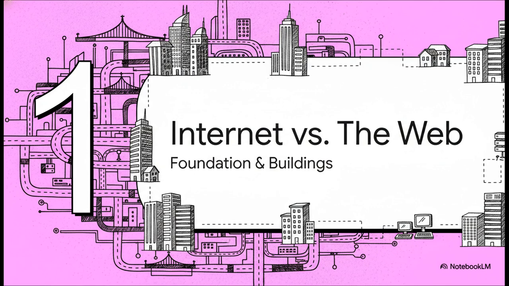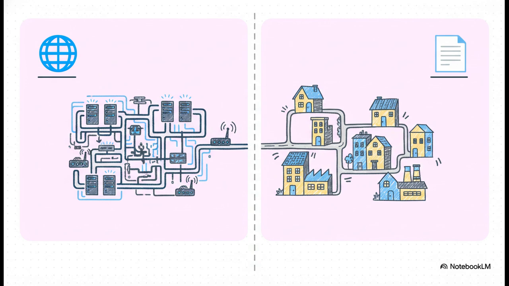big one. People use internet and World Wide Web like they're the same thing all the time, but they're not. They're actually fundamentally different. It's kind of like the difference between a city's entire road system and the actual buildings you visit in that city. So here's the deal. The internet is the infrastructure. It's all the physical stuff, the fiber optic cables, the satellites, the routers. It's the roads and the power lines that connect everything together globally.